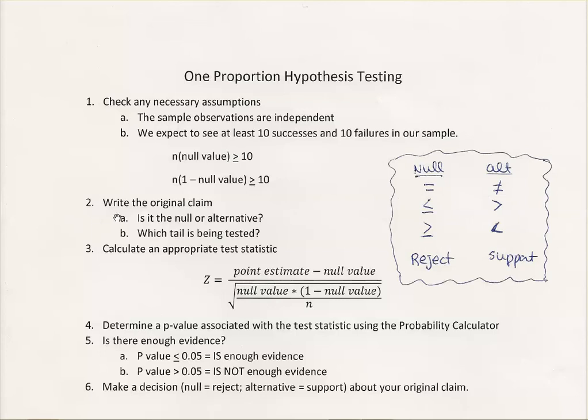You also write the original claim. So as you're going through the question, you write out what the original claim is, and then you state whether or not it's the null or the alternative hypothesis.